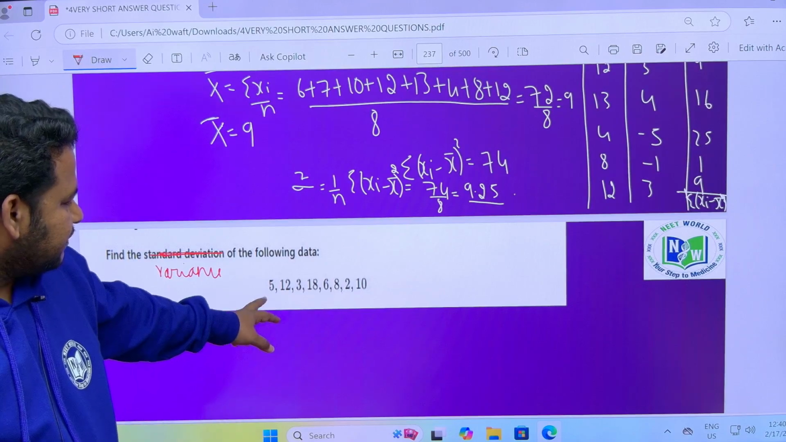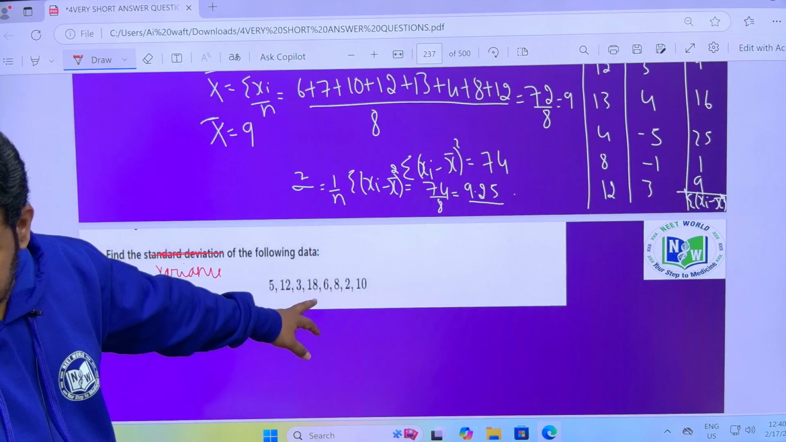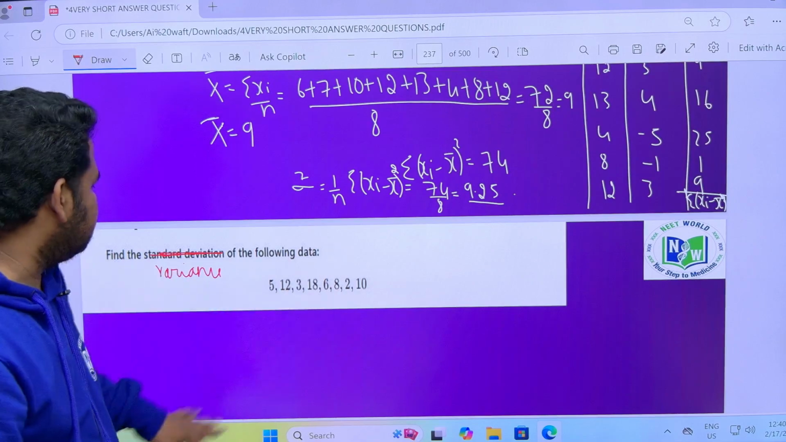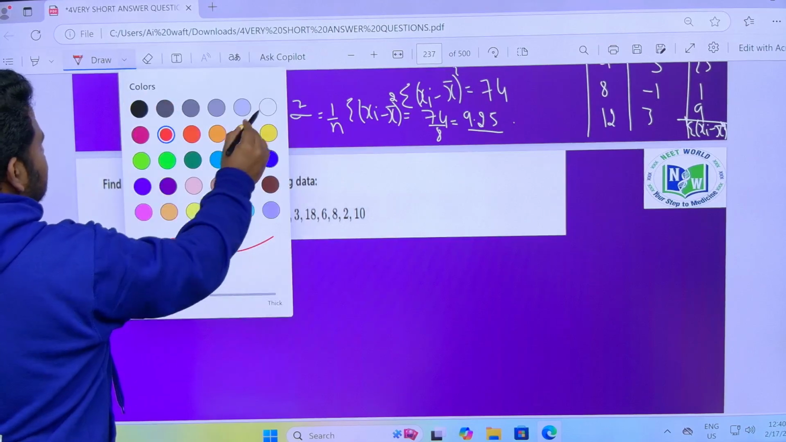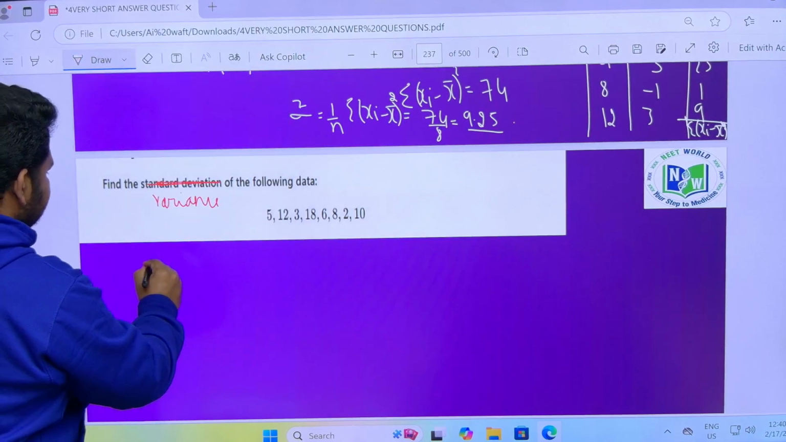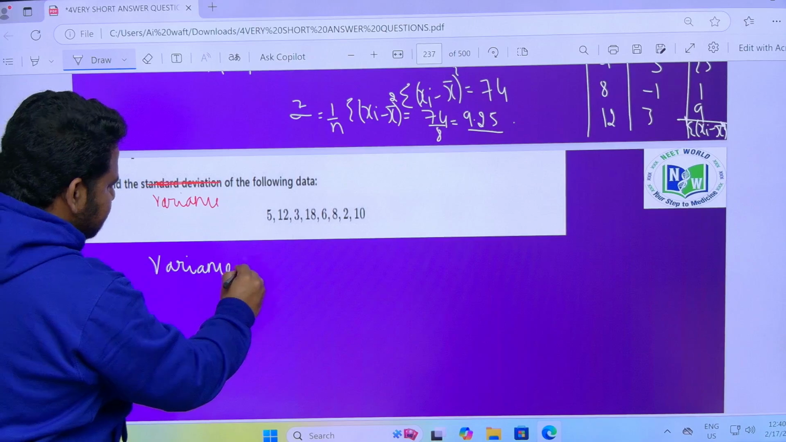Let us look at the data. 5, 12, 3, 18, 18, 6, 8, 6, 8, 2, 10. This is the data that they were given. So what you have to find is the variance. Variance we know, that is sigma square.